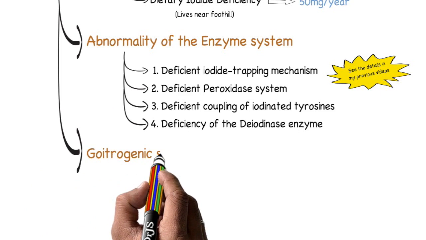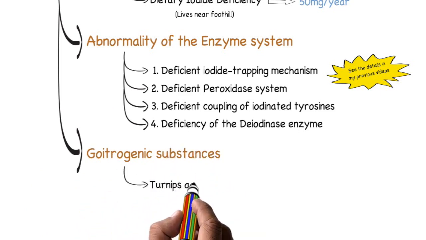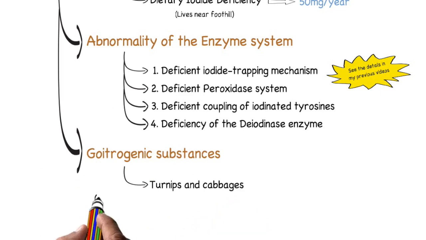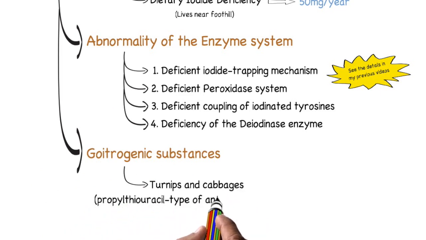Goitrogenic substances. There are so many goitrogenic substances like turnip and cabbages. These substances have propylthiouracil type antithyroid activity.